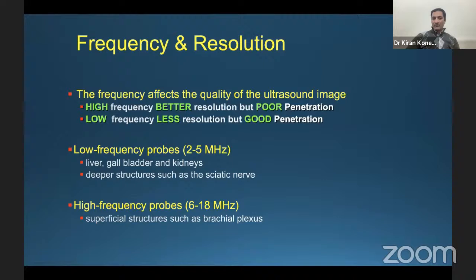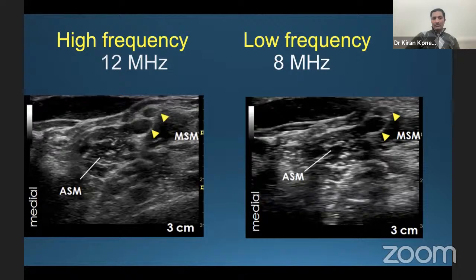So here is an image which you could possibly appreciate. On the left is the high frequency, 12 megahertz probe, where you see the interscalene brachial plexus marked in yellow between the anterior and middle scalene muscle. I hope you can appreciate that, compared to the right-sided low-frequency image, the left-sided image has better resolution and better appreciation. Why is it important? It's important to have a better resolution and better image so that we can direct the needle accordingly, at the same time appreciate the surrounding anatomical structures and also look at the local anesthetic spread, etc.